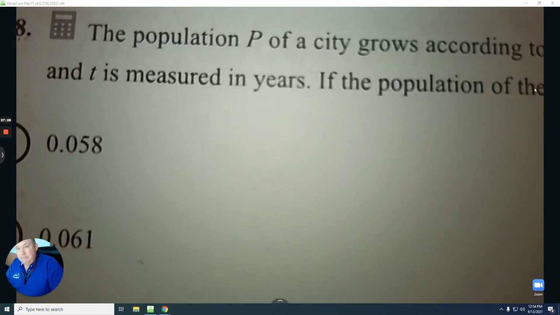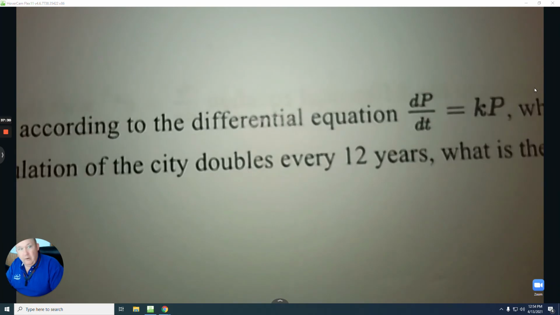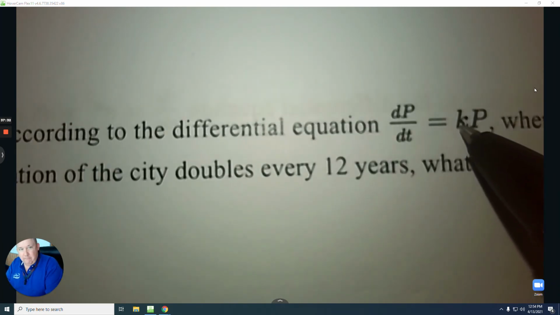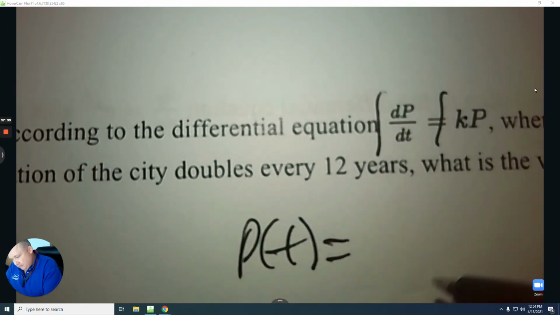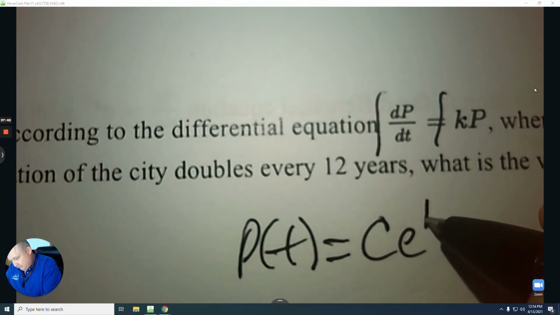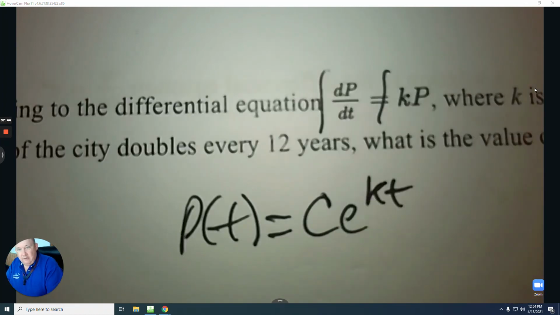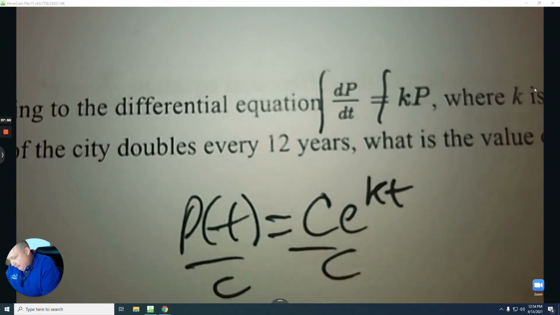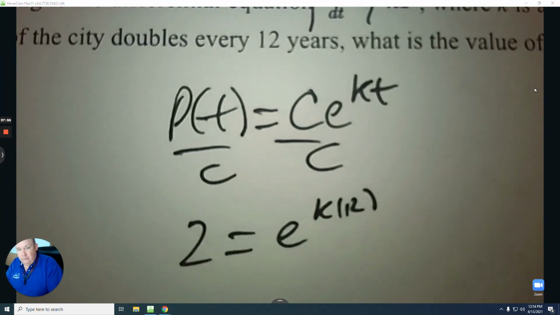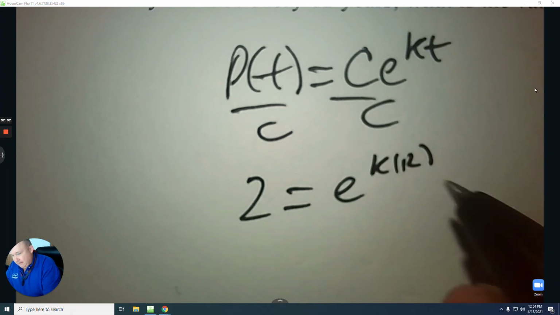All right, 28. The population P of a city grows, oh, we've seen this, haven't we? Proportional to itself, a constant times P. We've seen this. So if I integrate this, that's what it's going to look like. It says if the population doubles every 12 years. So if I divide by C, it doubles every 12 years. So use your calculator and solve for k.